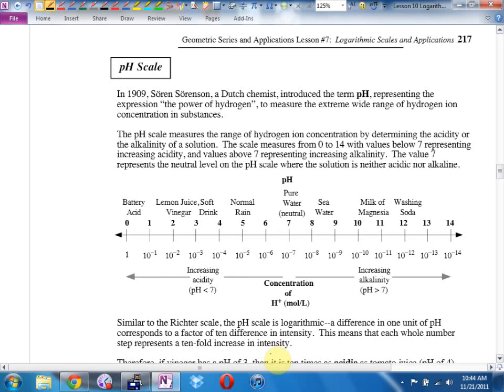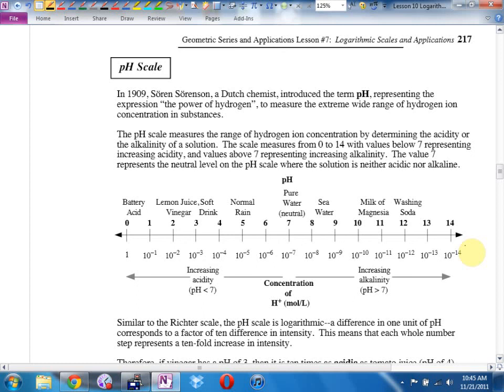It says the scale measures from 0 to 14, with values below 7 representing increasing acidity and values above 7 representing increasing alkalinity. Say what? Look at the chart. If you're to the left, you're acid. If you're to the right, you're alkaline. And it's just like the Richter scale. Every difference of 1 is actually a power of 10. In fact, one might say that 10 to the power of first minus second equals how many times more acid or alkaline, which is why I had you repeat that little chant. Let me show you what I mean.